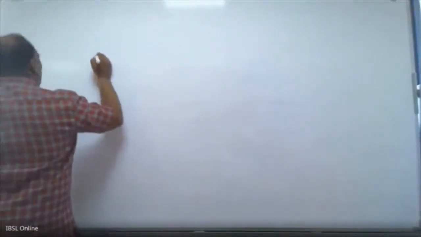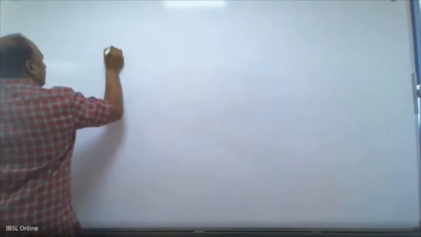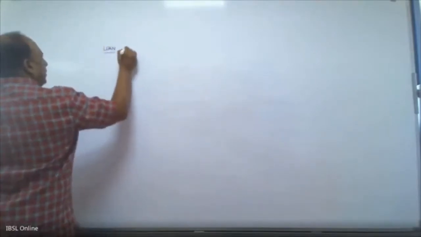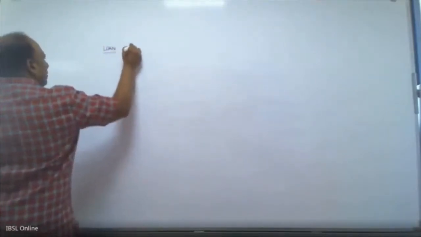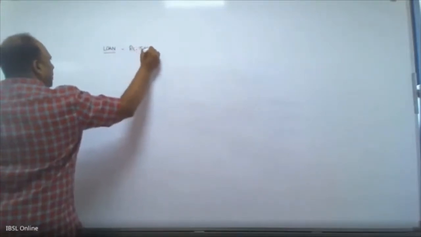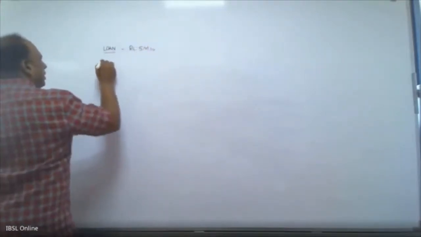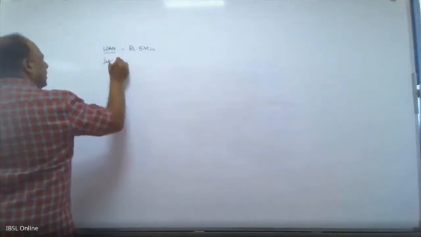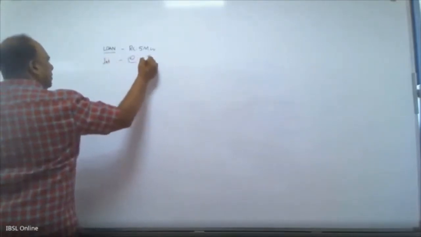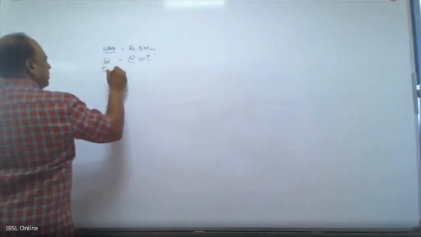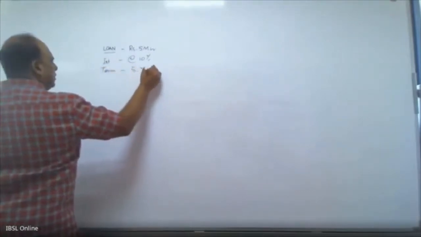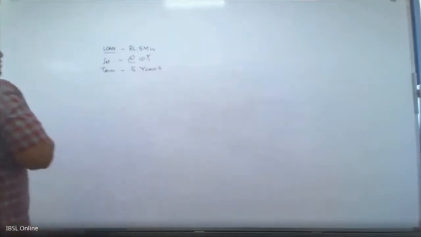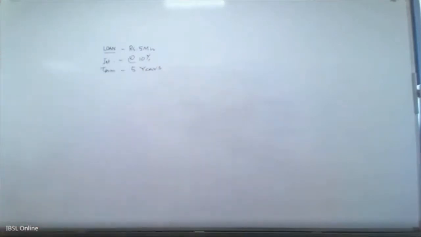Now, let us agree on a loan. Right. Let's say a 5 million loan. I'm just taking some numbers. Don't worry about whether the installment and everything is correct. At the rate of, let's say, 10%. Term is, let's say, 5 years. So roughly 5 years means it is about how many? 60 months. It's about 60 months.